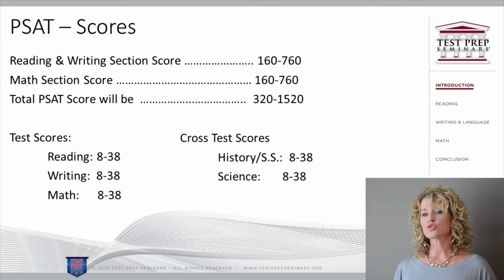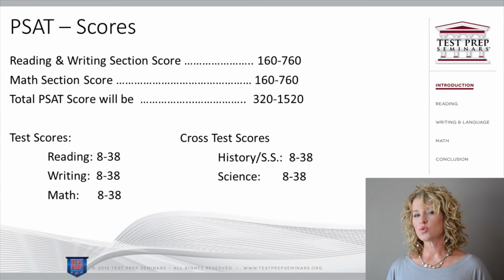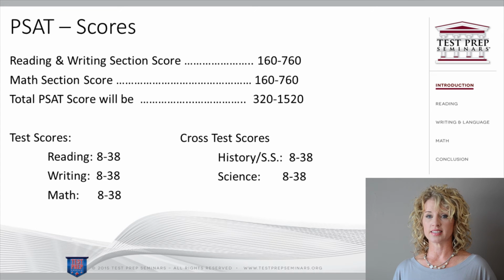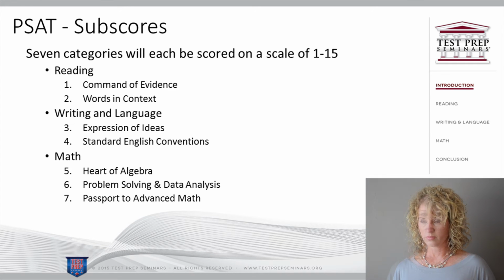There's no longer a perfect score on a PSAT as well. 1520 is your maximum point total, but it doesn't correlate to a perfect score. You'll also have a secondary set of test scores for reading, writing, and math, and they range between 8 and 38. You'll receive some cross-test scores, and those are history, social studies, and science. While the PSAT and the SAT don't have history and science sections, you will receive a cross-test score because there are questions embedded within the test now that will help them determine your college readiness indicator for history and science within the PSAT sections that you see.